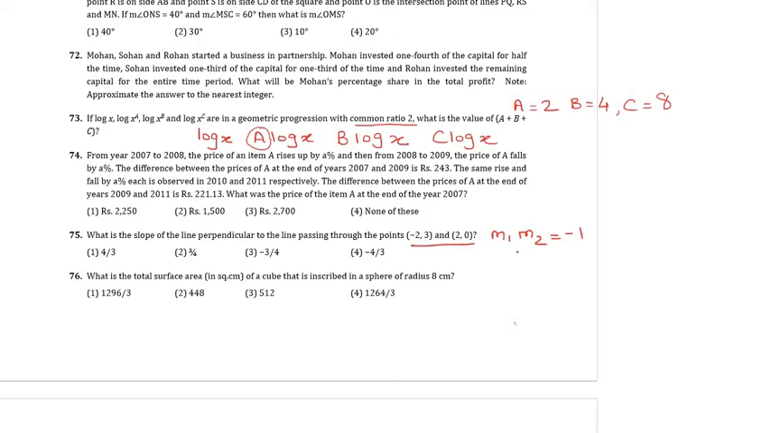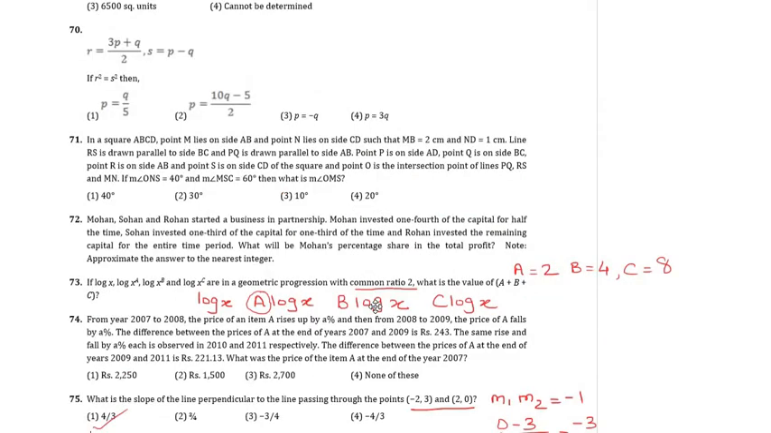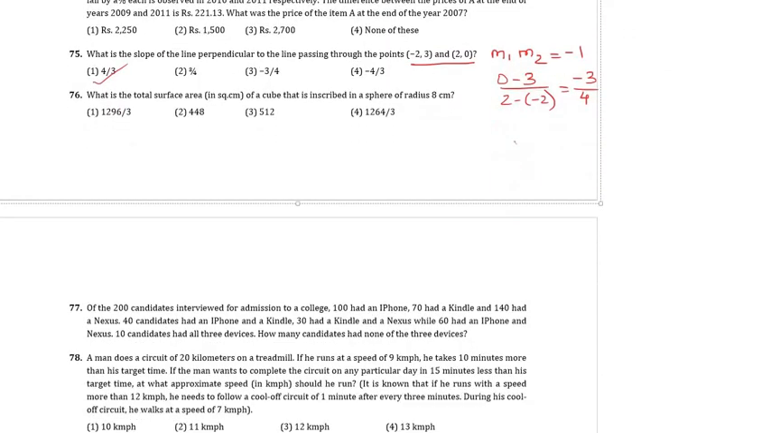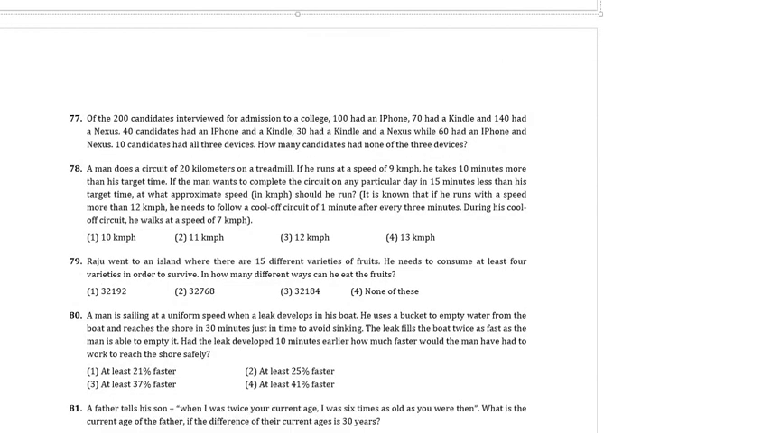Here the slope is very clearly 0 minus 3 upon 2 minus -2, which is -3 by 4. So I need to find the number which when multiplied will give me that. So it will be 4 by 3, which is this. So these are some questions which can actually be done in less than a minute. But you need to remember these small properties. And that is where a lot of students miss out on clearing the cutoffs because they do not remember these small properties.